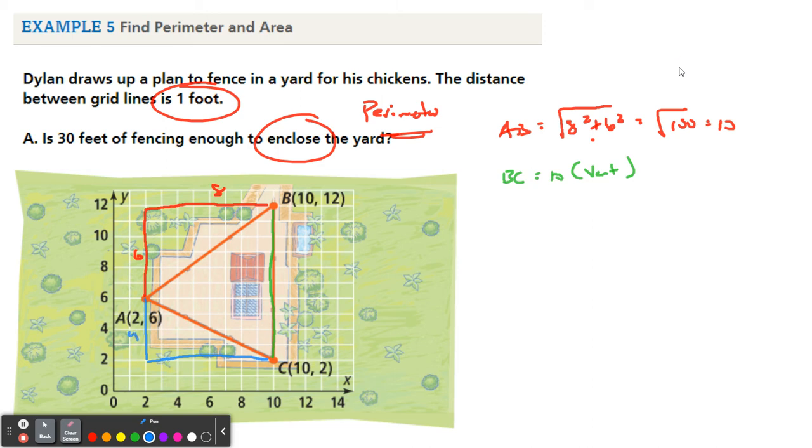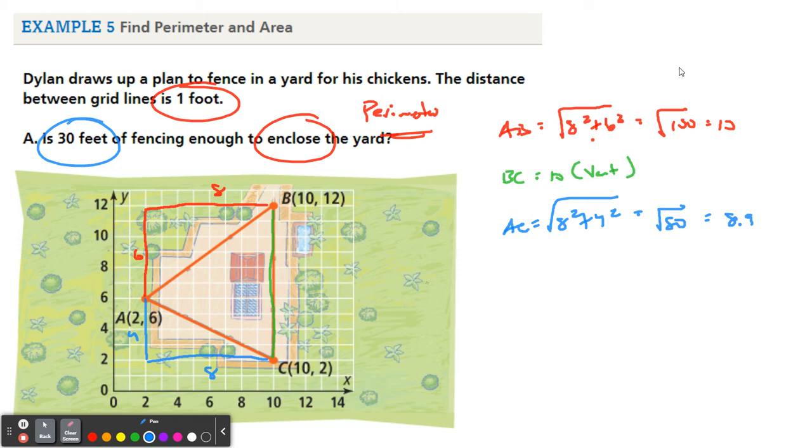Vertical is 4. Horizontal is 1, 2, 3, 4, 5, 6, 7, 8. So that is going to be AC, which is 8 squared plus 4 squared. That's going to be the square root of 80. And because I'm comparing it to 30 feet, I'm going to go ahead and round that, right? So the square root of 80, if you type it in Desmos, you get about 8.9.